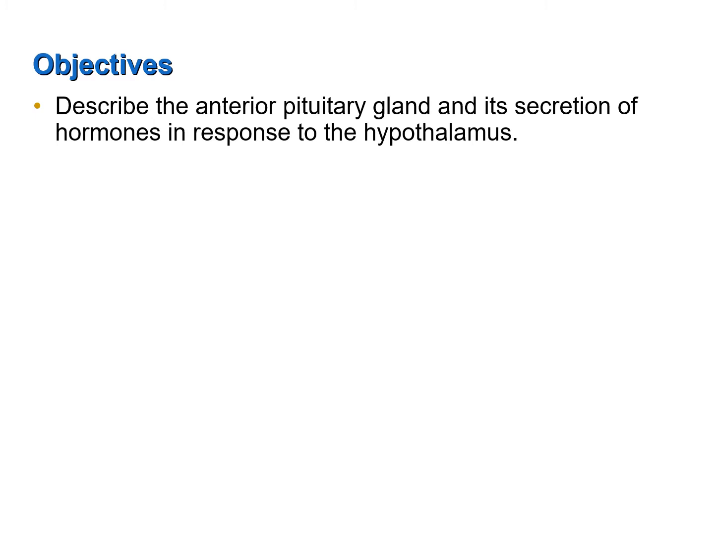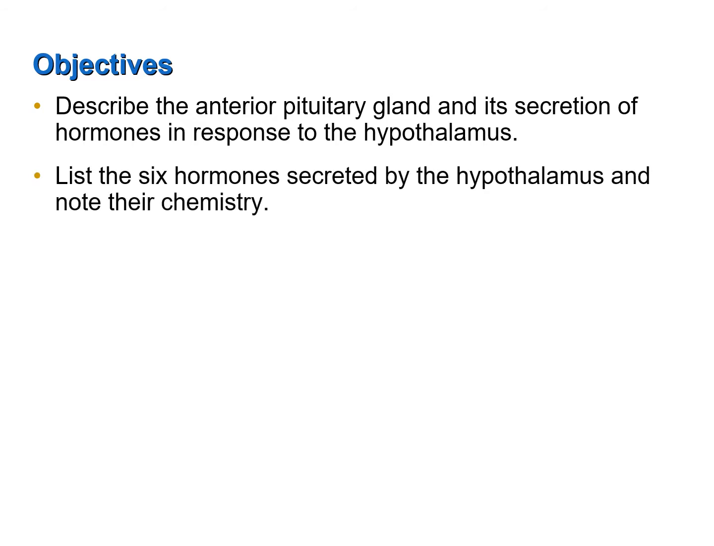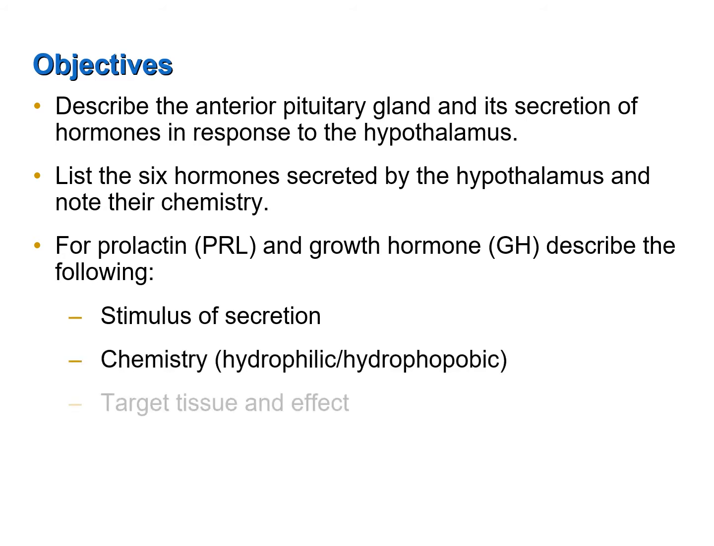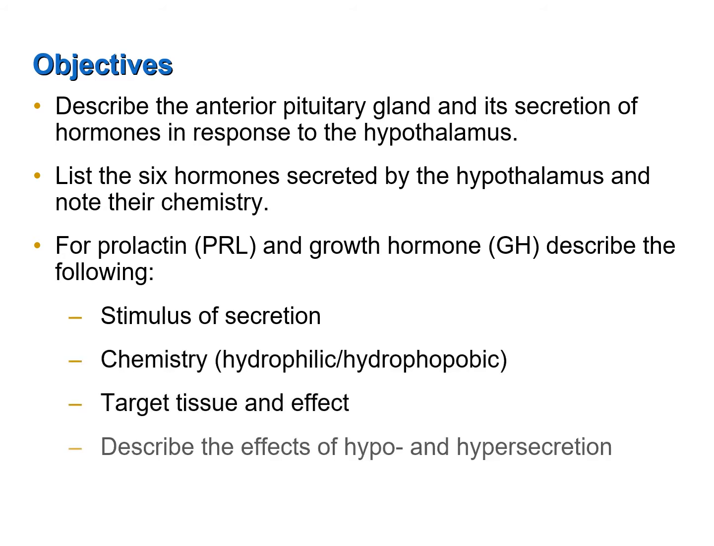response to the hypothalamus, list the 6 hormones secreted by the anterior pituitary and note their chemistry. For prolactin and growth hormone, describe the following: stimulus of secretion, chemistry, target tissue and effect. Describe the effects of hypo and hypersecretion of these hormones, and describe how these hormones are regulated.